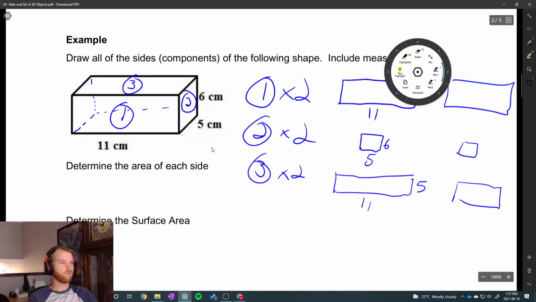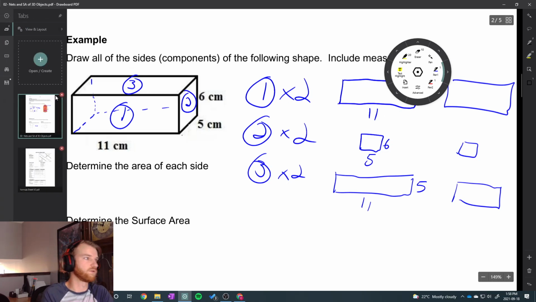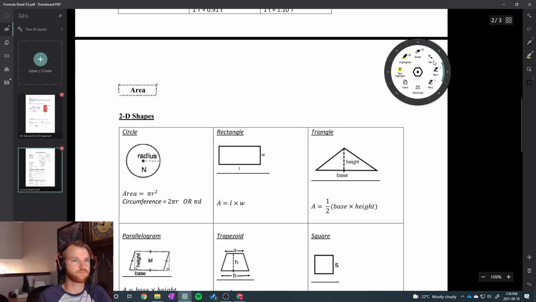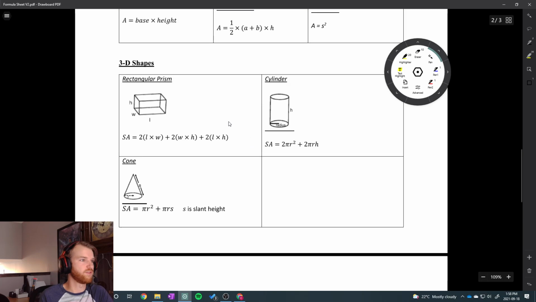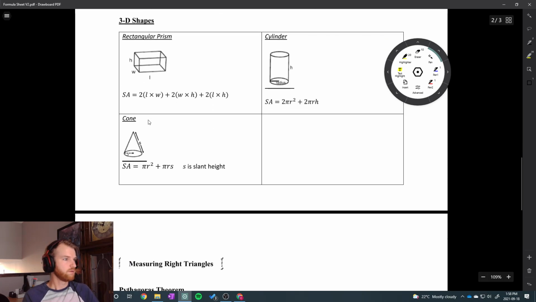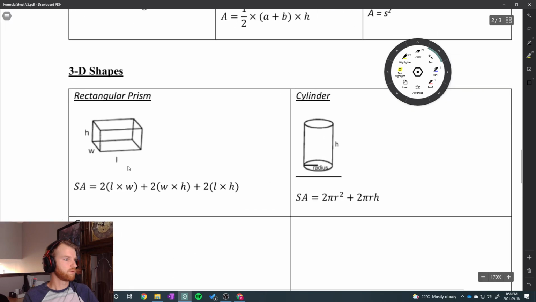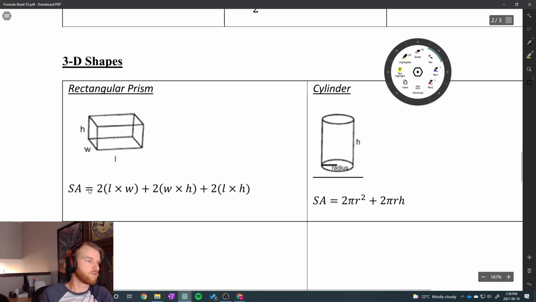So on your formula sheet, it tells you an equation for how to find the surface area of this, but it's really just doing all of this. It's just taking all of this and putting it into one big equation. Okay, so let me show you what I mean here. On your formula sheet, on the bottom of the second page, it has an equation for the rectangular prism. So it tells us this big equation will give you the surface area of the entire thing.